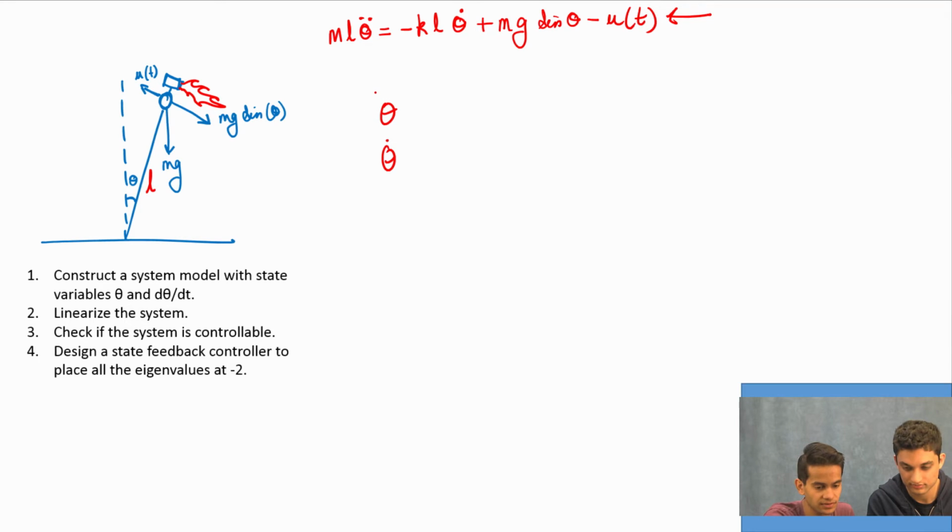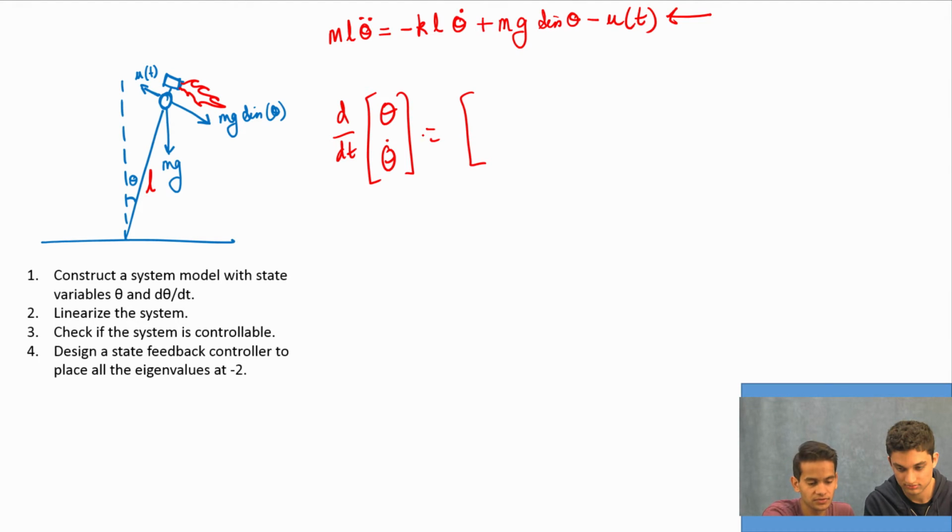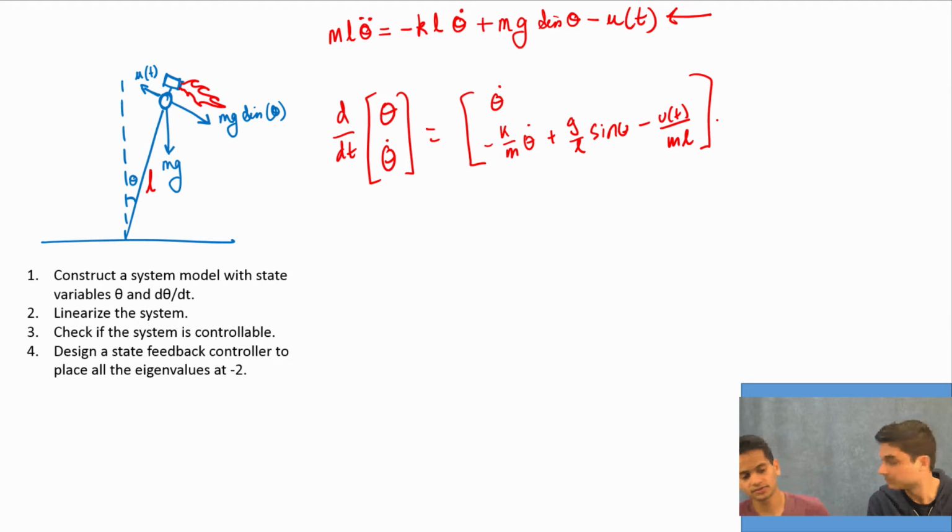Cool. So on the left-hand side, we have these guys, and we have d/dt of those is equal to, well, the derivative of theta is just theta dot. The derivative of theta dot is just, well, it's theta double dot over here. So this ends up being minus k over m theta dot plus g over L sine theta minus u of t over ml. Perfect. Cool.